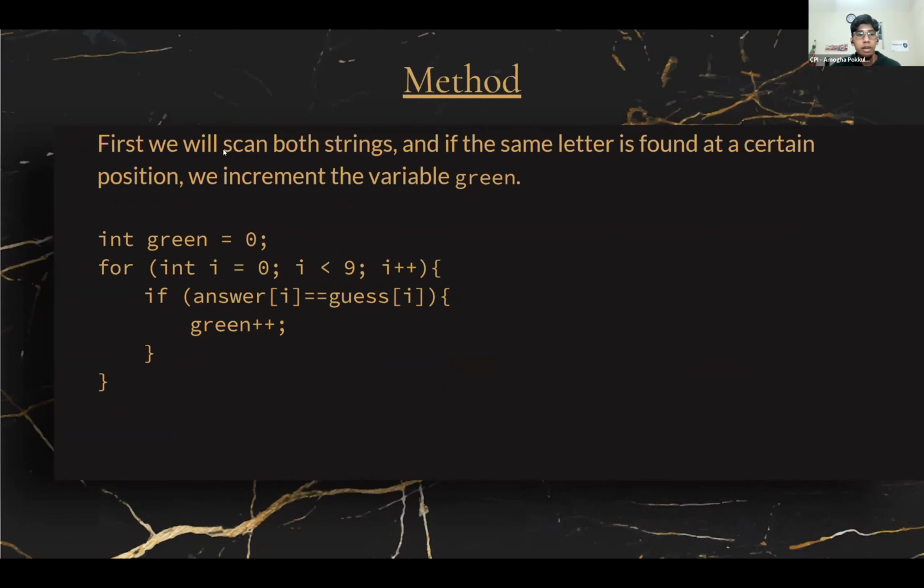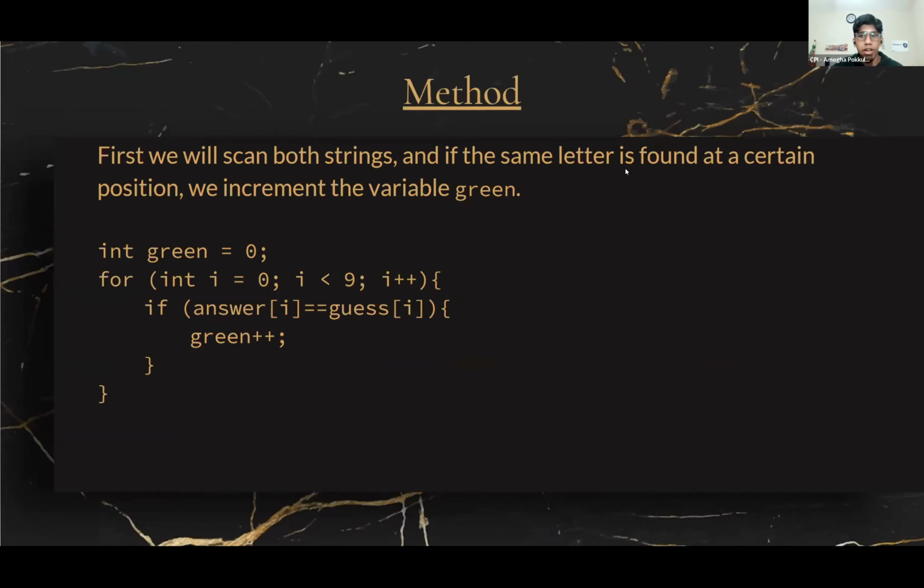First we will scan both strings, and if the same letter is found at a certain position, we increment the variable green. That's one of the things we want to keep track of. So of course, we'll initialize a variable called green, and if they're the same in both the answer and the guess, then we want to increment that.